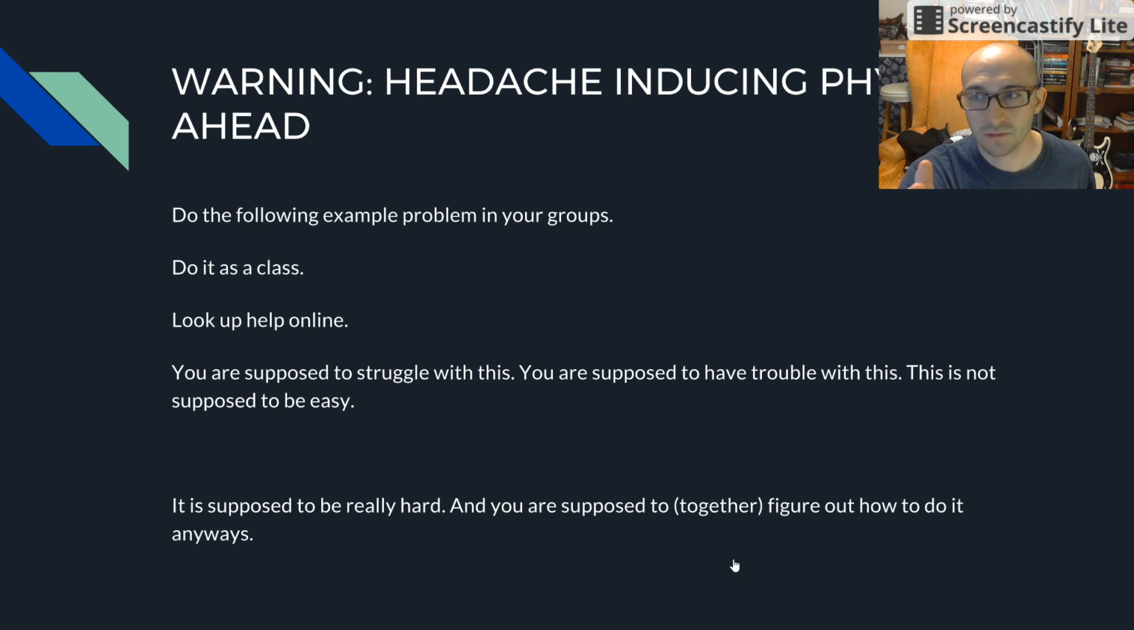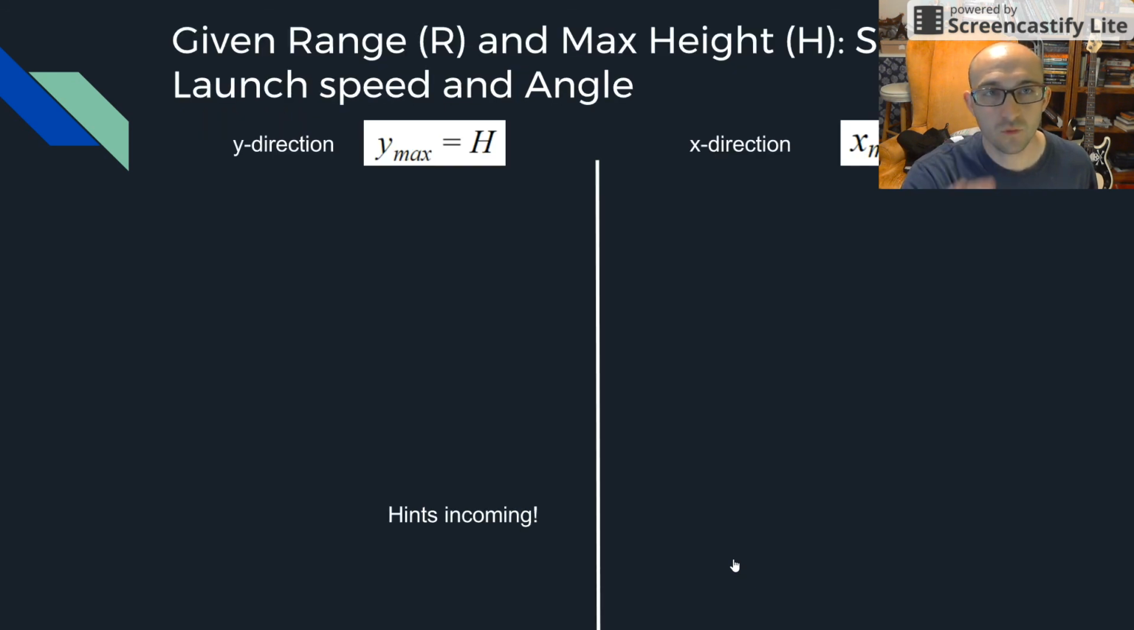Okay, I'm about to give you a headache-inducing physics problem. Do your best. Given range, r, and max height, h, work backwards. I want you to solve for v naught and theta.